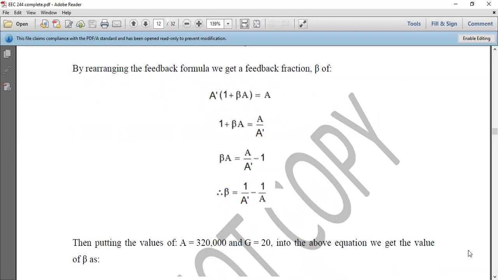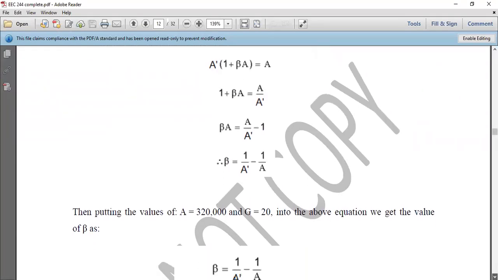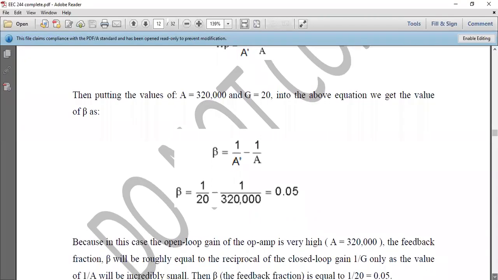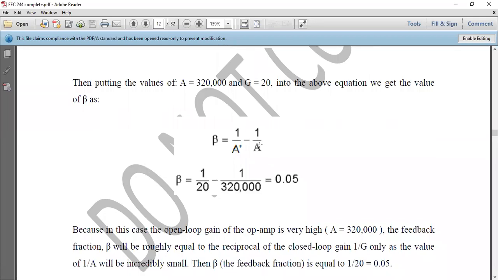That's it. So if you now use the values given, the values of A prime and A in the example, you can get beta out. Beta is equal to 1 over A prime minus 1 over A. That gives us beta equals 1 over 20 minus 1 over 320,000. The answer is 0.05. So our beta is 0.05.